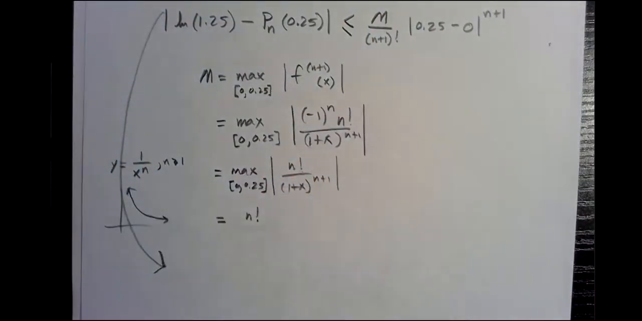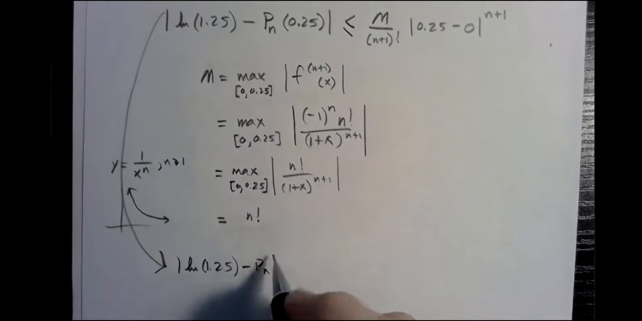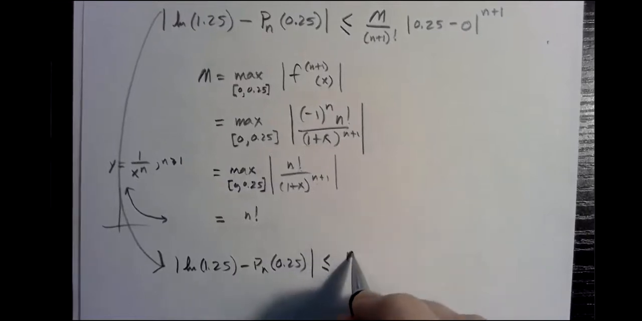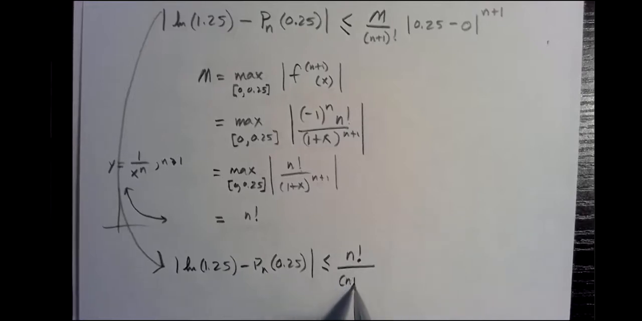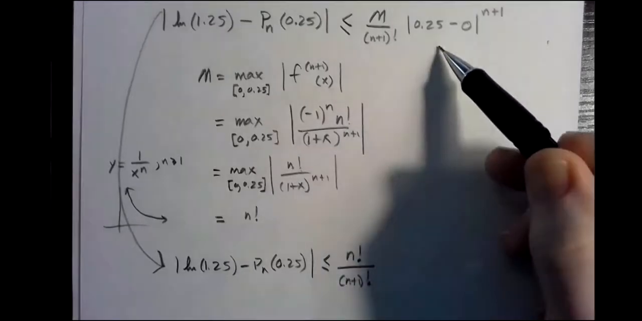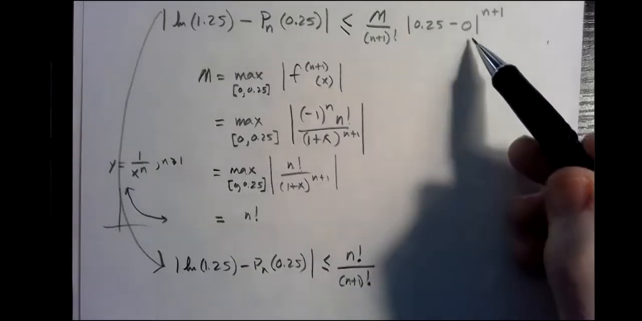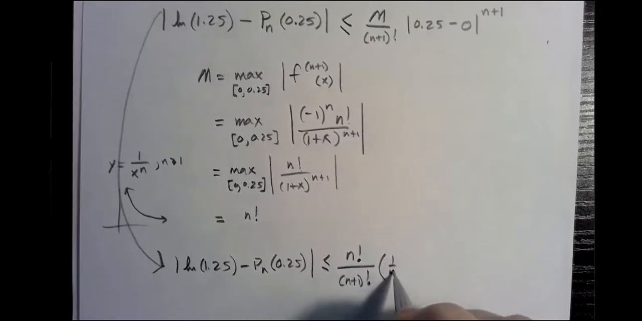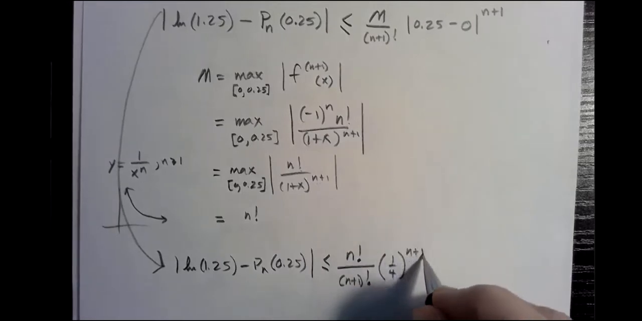So what I'm going to do is copy that formula down for our error bound. All right, so the error, natural log of 1.25 minus the nth degree polynomial evaluated at 0.25, is less than or equal to, our M we now know is n factorial divided by n plus 1 factorial. Just copying our formula from above. And the 0.25 minus 0 to the n plus first power, I'm just going to write that as 1/4 to the n plus 1 power.